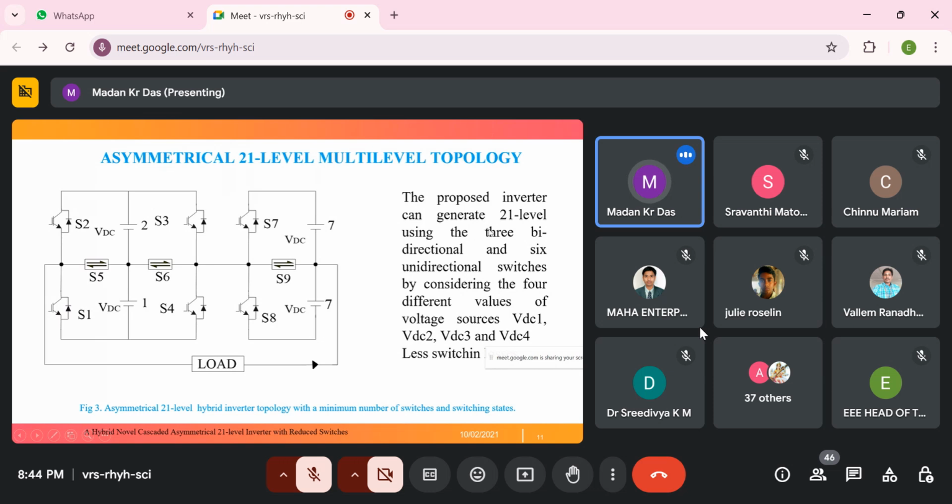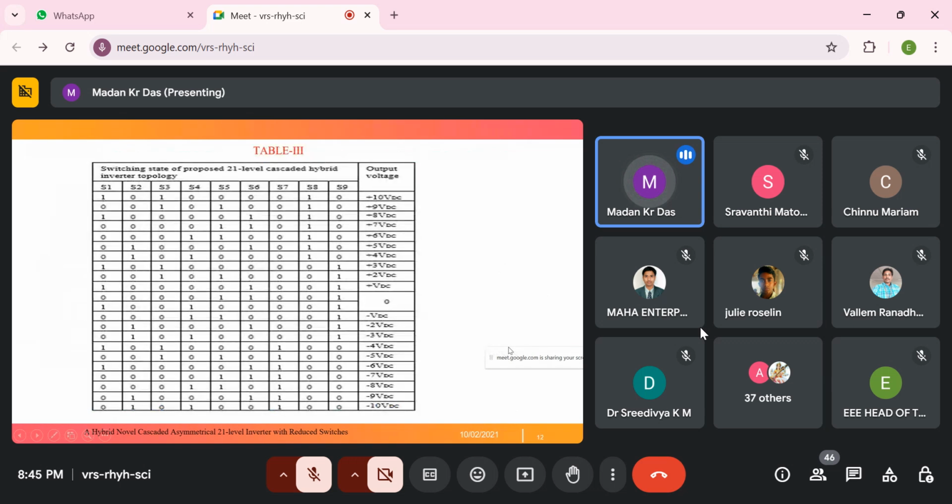The proposed inverter can generate 21 levels using 3 bidirectional and 6 unidirectional switches. Means S1, S2, S3, S4, S7, S8 are bidirectional switches, and S5, S6, S9 are unidirectional switches. Its DC link voltages are VDC1, VDC2, VDC3 and VDC4. So in total 4 VDC sources are used to generate the 21 level inverter. This is the switching table of the proposed 21 level inverter.